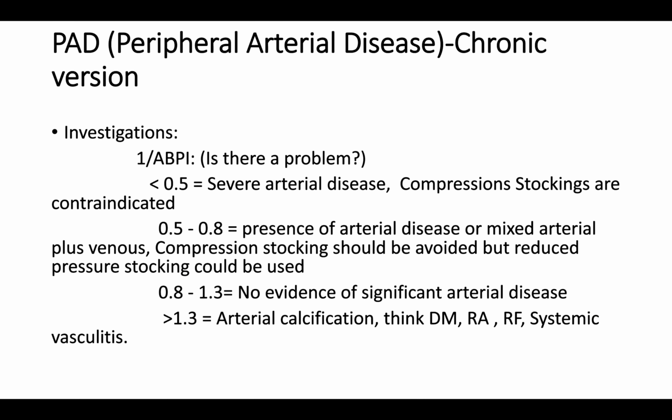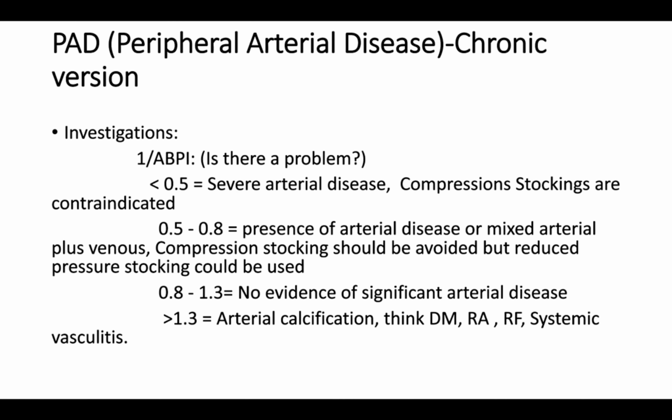Investigation. How do you investigate chronic limb ischemia? Firstly, ABPI, which stands for ankle brachial pressure index, and it answers a simple question: is there a problem? The idea is you measure the systolic blood pressure in the ankle and in the brachial artery, you divide the systolic blood pressure of the ankle by the systolic blood pressure of the brachial artery, and then you will reach an index.